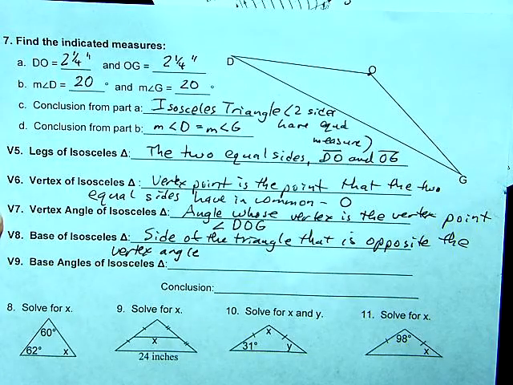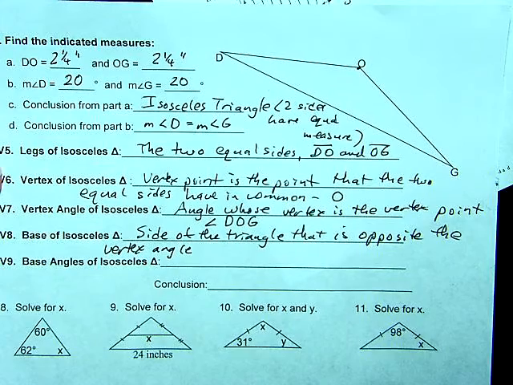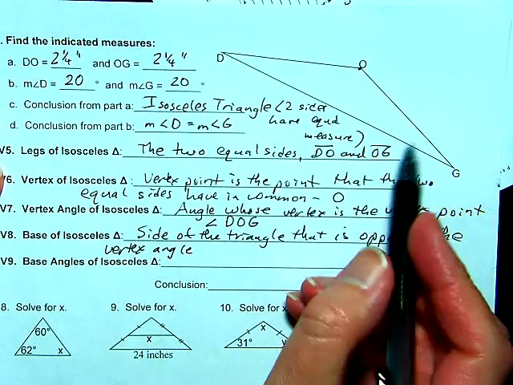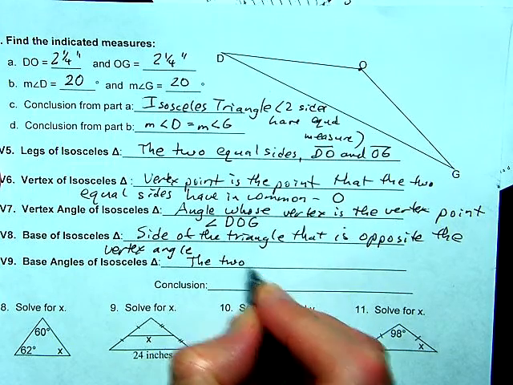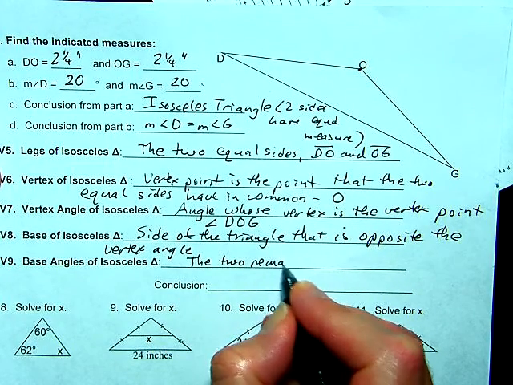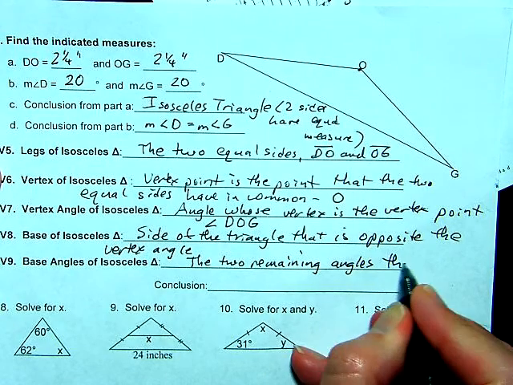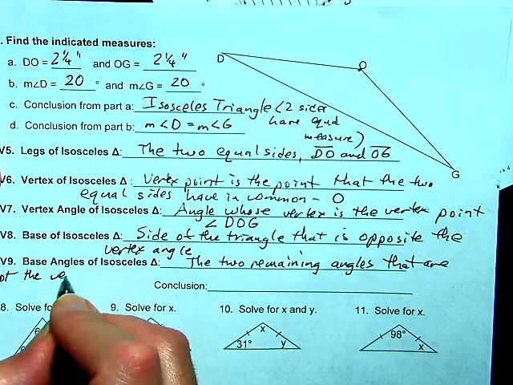And finally, the base angles of the isosceles triangle would be the remaining two angles, the angles that are not the vertex angle. So these would be the two remaining angles that are not the vertex angle.